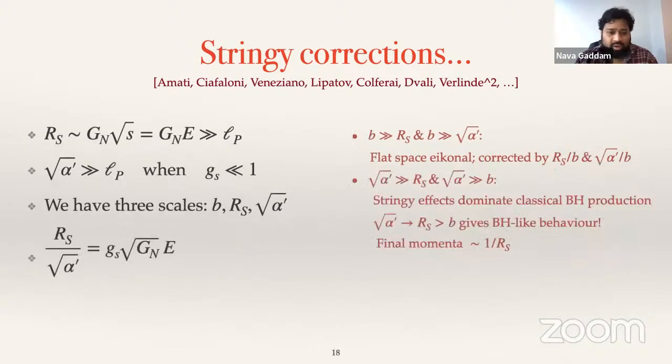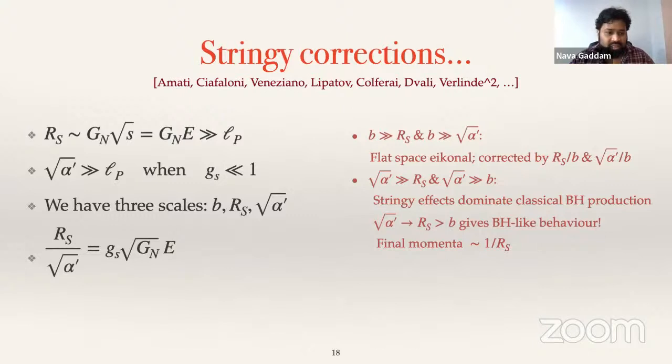Another regime that you can look at with the same 3 scales that we have is the exact diametrically opposite regime, where the string length is much bigger than the impact parameter, and it's also bigger than the Schwarzschild radius. What does that mean? Imagine that you're colliding particles. The impact parameter is so small that you first hit the string length. So that means that before you produce any classical black holes, you start exciting strings. So stringy effects first appear in this regime before any classical black hole formation effects appear. And it was observed that as you take the string length to approach the Schwarzschild radius, starting from this stringy dominant regime, there is expected black hole-like behavior, namely that final momenta or external momenta appear to go as 1 over the size of the black hole.